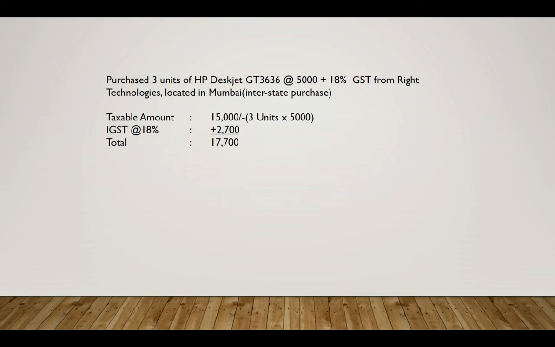Now the next transaction is an interstate purchase transaction. We purchased 3 units of HP printer from a dealer which is located in Mumbai. So our business is in Karnataka and we are making a purchase outside our state. So in this case GST would be applicable on the taxable amount. So how do we record this entry?